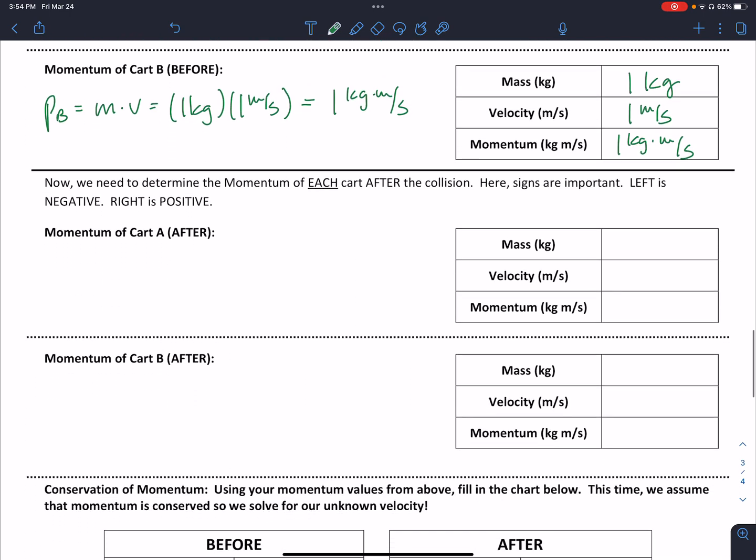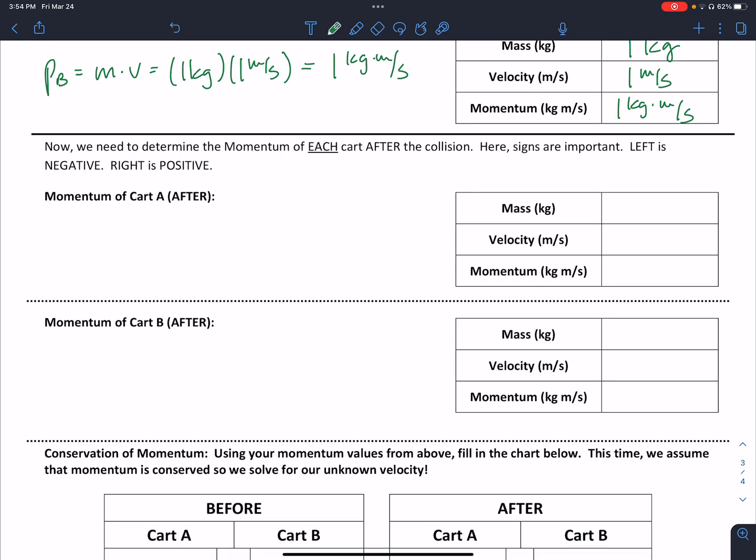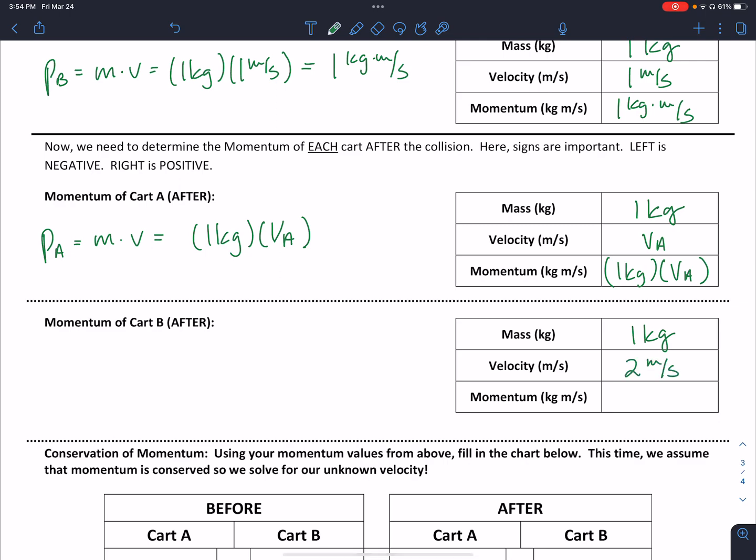Now we're going to look at the momentum after. For cart A, I know its mass, 1 kilogram, but I do not know its velocity. That is our unknown. So if I wanted to solve for the momentum, which is mass times velocity, I would end up with 1 kilogram times my unknown, the velocity of A, and that's as far as I could go. I do know more information about cart B though. I know that it's got a mass of 1 kilogram, and that it is now moving at 2 meters per second to the right. So the momentum of B, its mass times velocity, is 1 kilogram times 2 meters per second, which gives 2 kilograms times a meter per second.